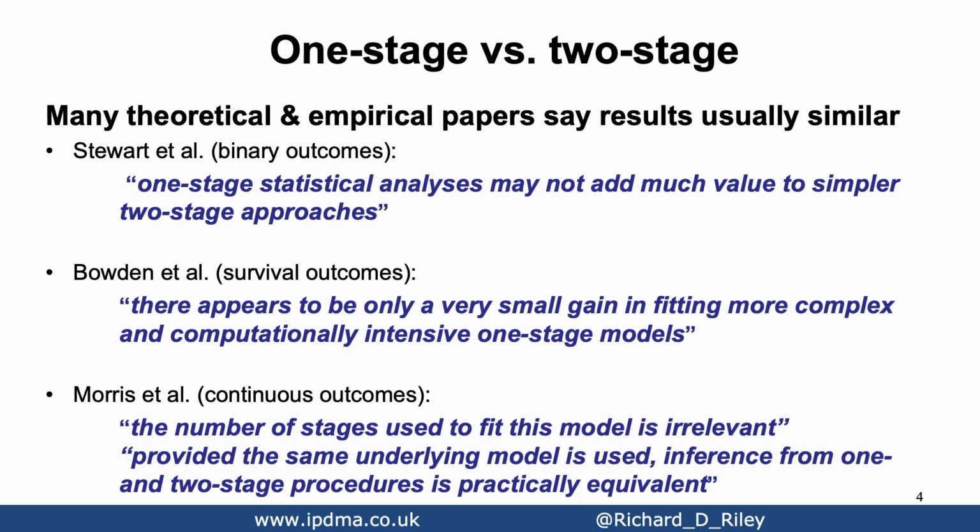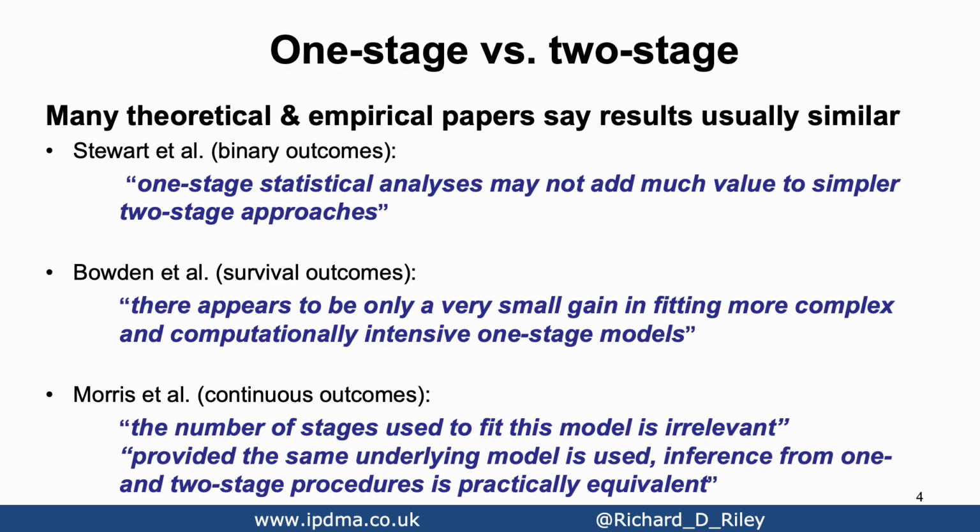So many theoretical and empirical papers actually say that the results from one-stage and two-stage methods are usually similar. So, for example, Stewart et al.: one-stage statistical analyses may not add much value to simpler two-stage analyses. Bowden: for survival outcomes, there appears to be only a very small gain in fitting more complex models that are one stage. And Morris et al.: for continuous outcomes, the number of stages used to fit this model is irrelevant, provided the same underlying model is used. Inference from one-stage and two-stage procedures practically equivalent. So very strong statements about them being similar.